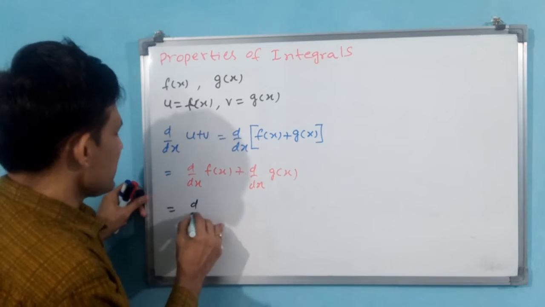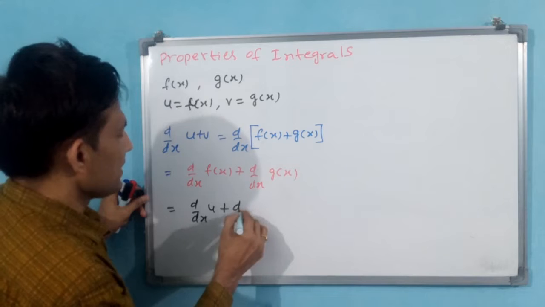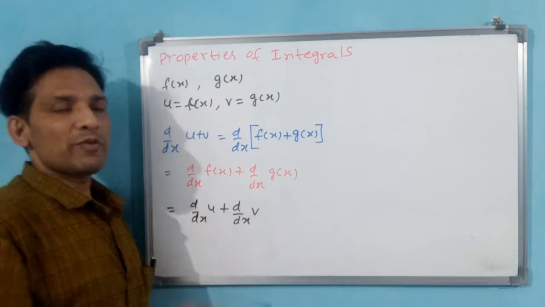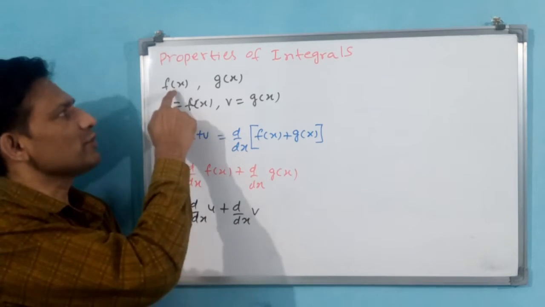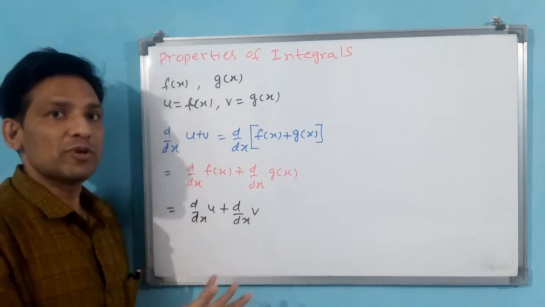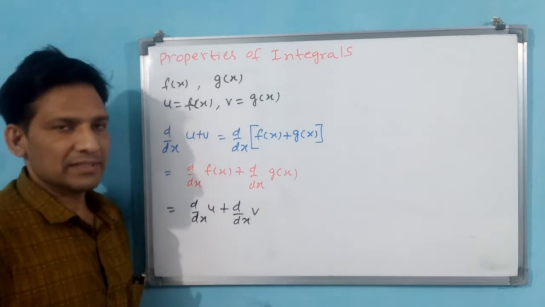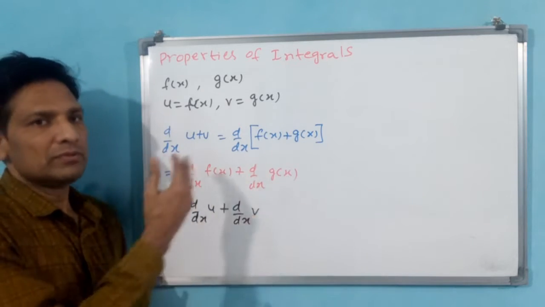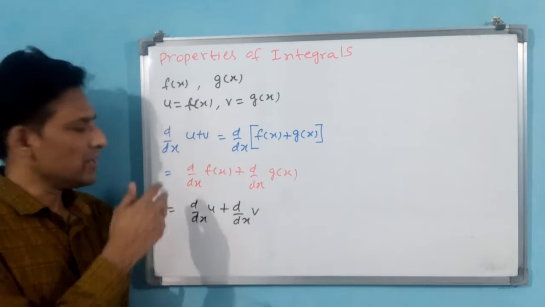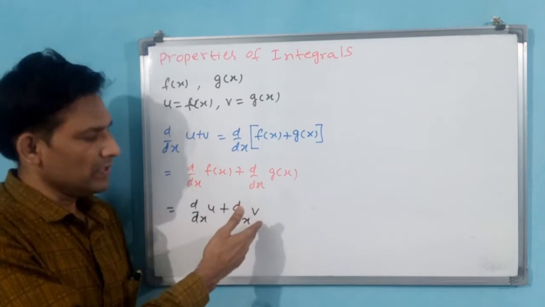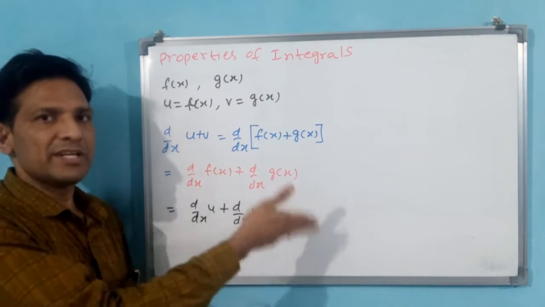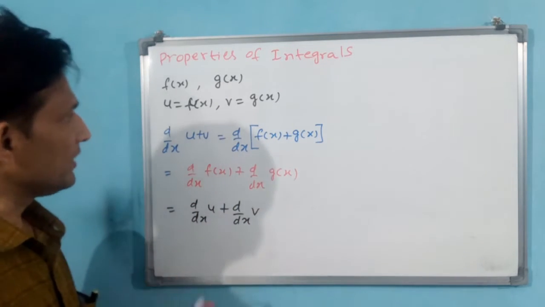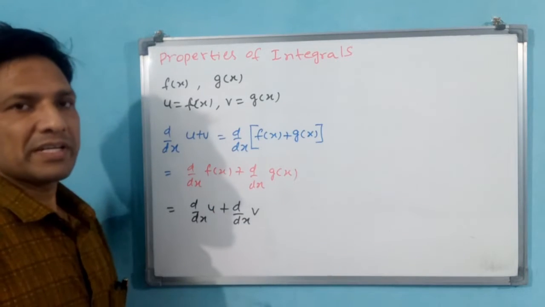Or else we can also write d by dx of u plus d by dx of v, du by dx plus dv by dx. Here u or v are not constants. u is equivalent to f of x, v is equivalent to g of x. If w comes, meaning h of x, then u plus v plus w, f of x plus g of x plus h of x, gives du by dx plus dv by dx plus dw by dx. Like that we will write addition or subtraction. It may be subtraction also. Okay?